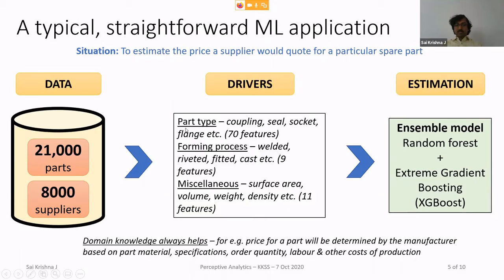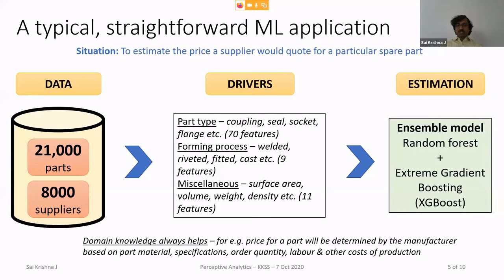So the first, for ease of understanding, I grouped those drivers into three categories. So one is the part type, next one is the forming process, third one is the miscellaneous features. Now part type, people who are familiar with mechanical engineering, I think they might have some resonance with these terms. So we have couplings, we have seals, sockets, flanges.